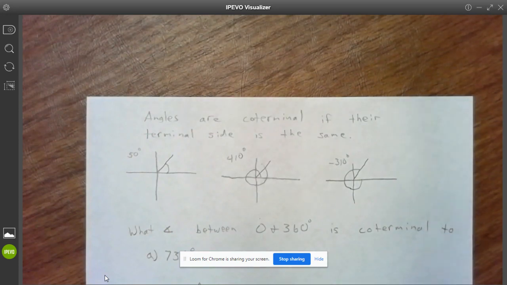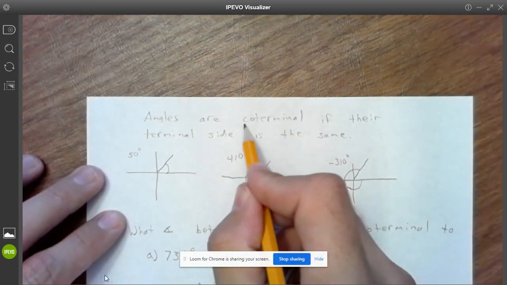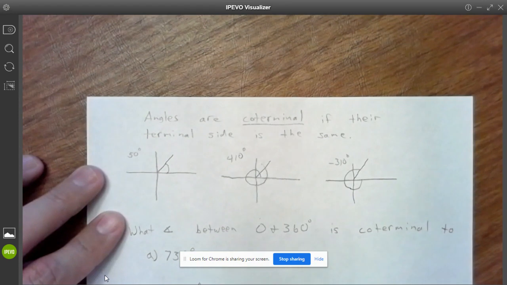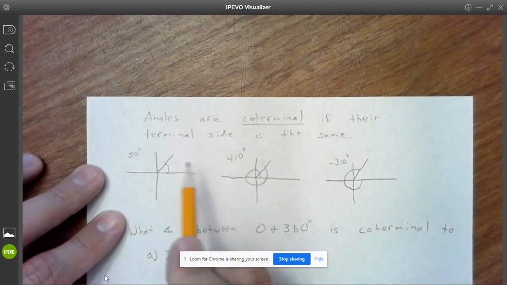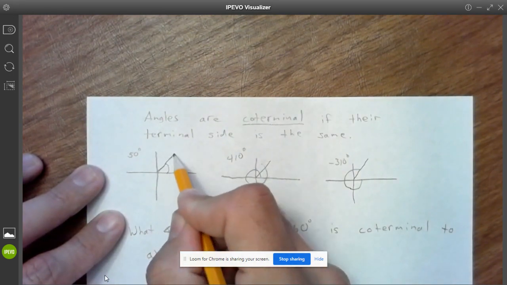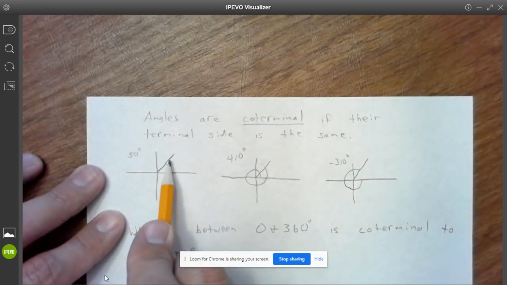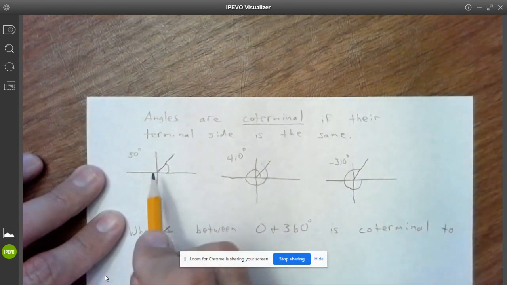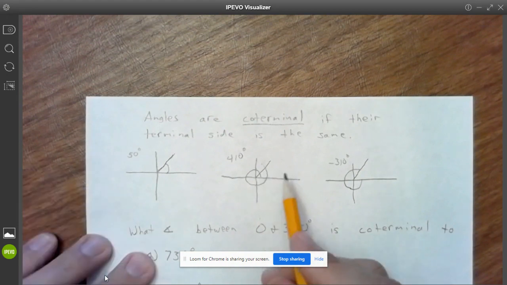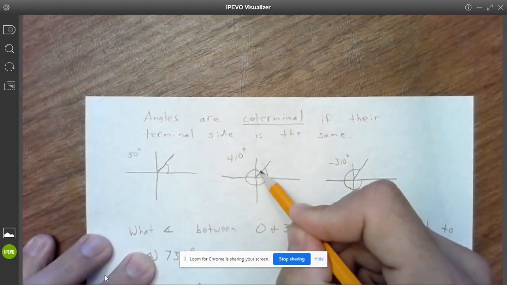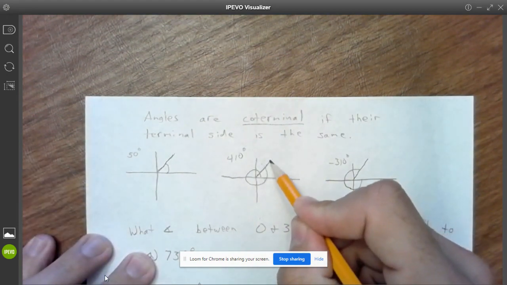Alright, so in this video we are talking about coterminal angles again. I mentioned before that coterminal angles are when two angles have the same terminal side. So it's like they end up in the same place. 50 and 410 are coterminal because where they end up is in the same exact spot.